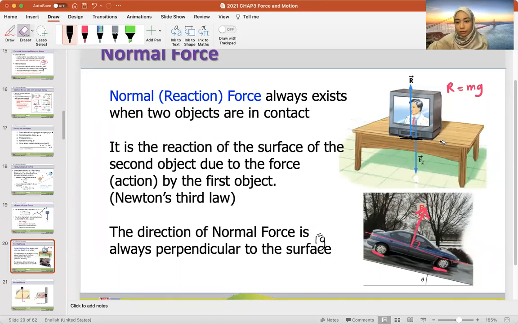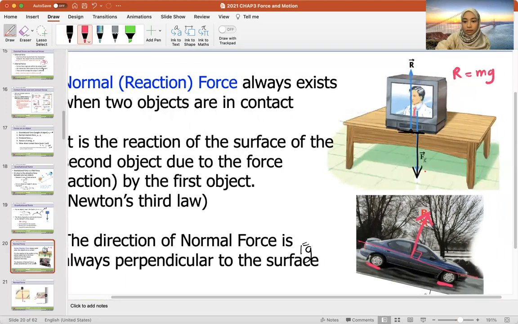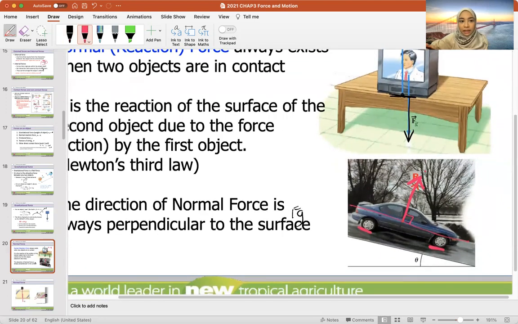Okay. So for now, anything that is in contact will have a reaction force. And the reaction force will be balanced out by something that is going in the opposite direction. Okay, so now let's look at the car now. I told you reaction force, dia akan ada kalau ada contact, and dia akan balance out with a force that is in the opposite direction, right? Where is the opposite direction in this case for this car?